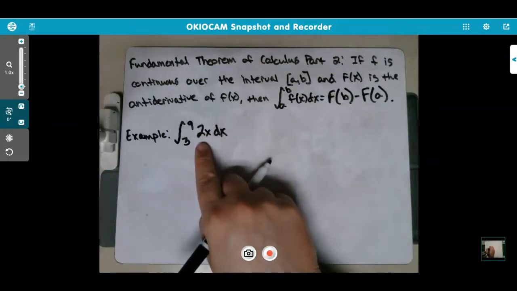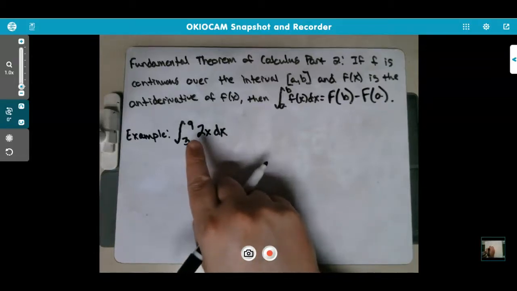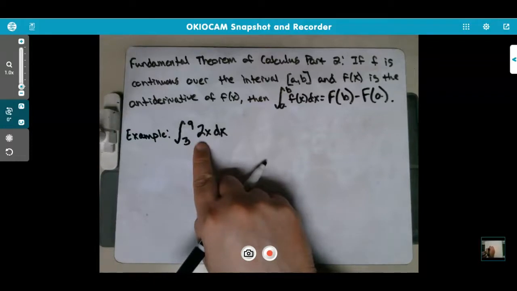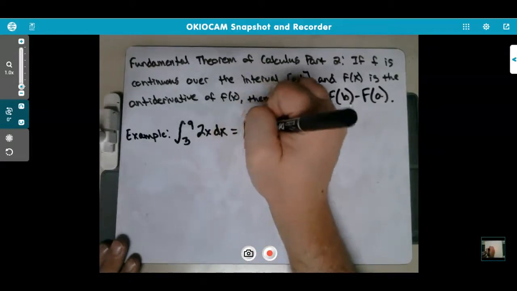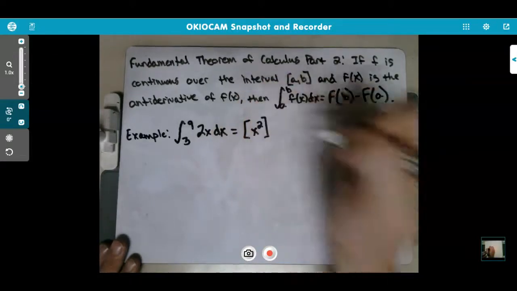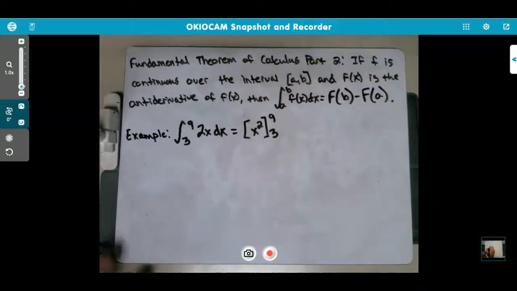Remember, I've got to think about what function has a derivative of 2x. Well, I know that's x squared, right? The derivative of x squared is 2x, so the antiderivative of 2x is x squared. And I'm going to do x squared from 3 to 9.